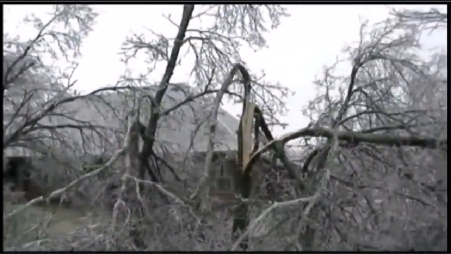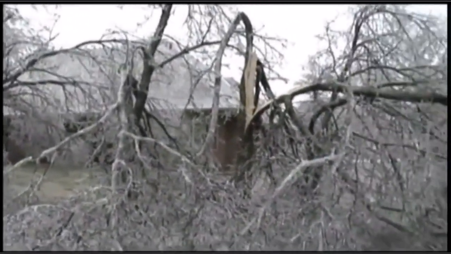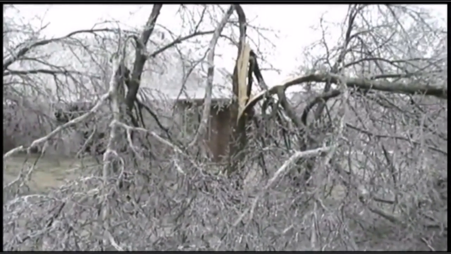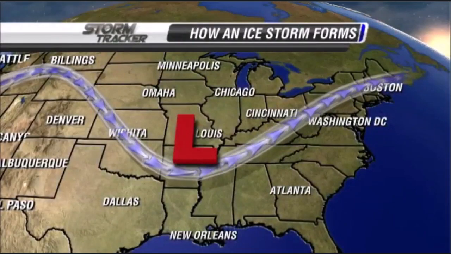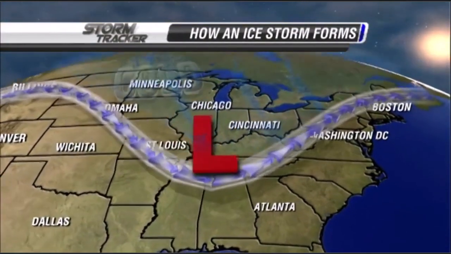Trees and power lines brought down by a little bit of accumulating ice that happens to form around those tree branches and those power lines. And the result is just crippling. Here now we're going to take a look at how an ice storm forms for the tri-state here. And it does have to do with upper level systems that bring in a big cold pool of air.